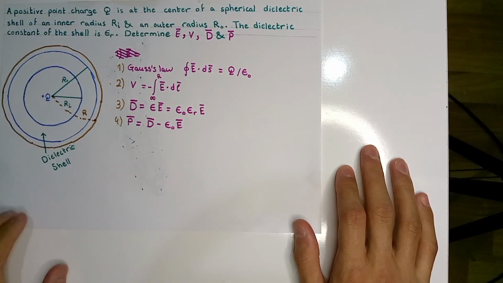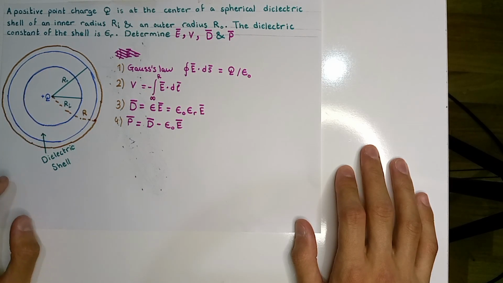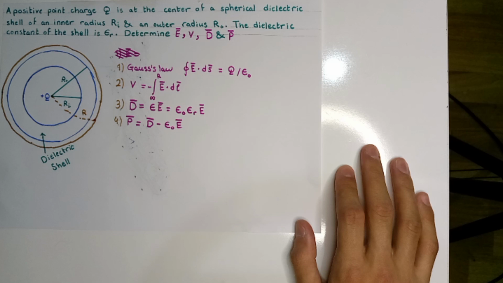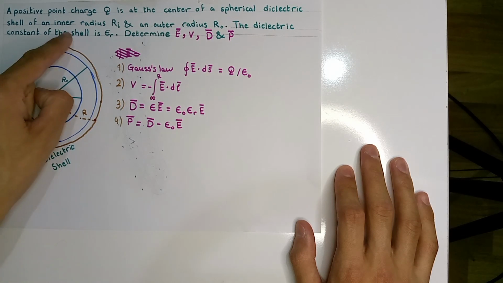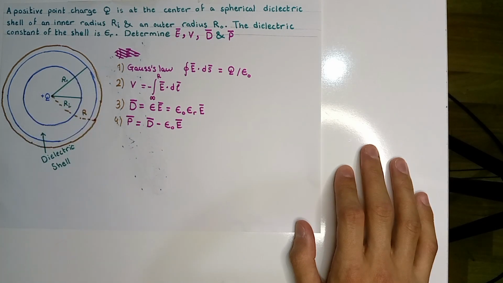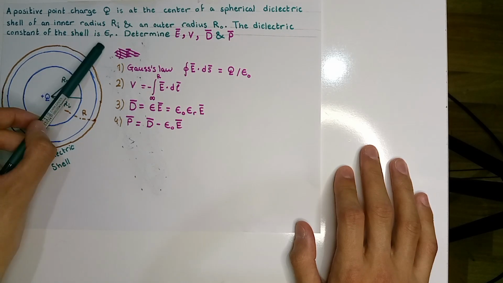We have a positive point charge Q. This is the point charge which exists at the center of a spherical dielectric shell. This region is the only region which is filled with the dielectric material; otherwise it is a vacuum. As we see, this spherical shell is bounded by an inner radius r sub I and an outer radius r sub O, and the dielectric constant of this shell is equal to epsilon sub r.